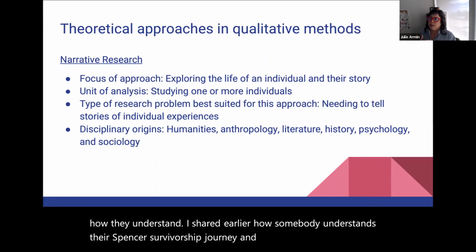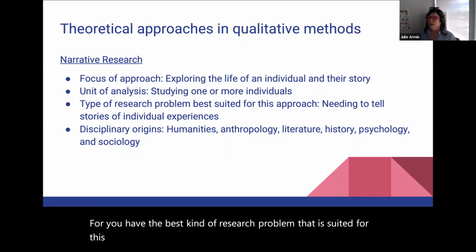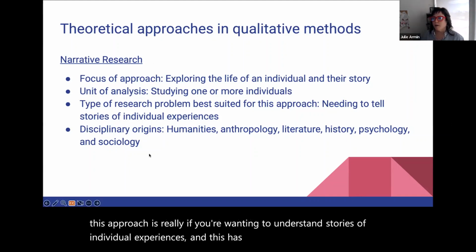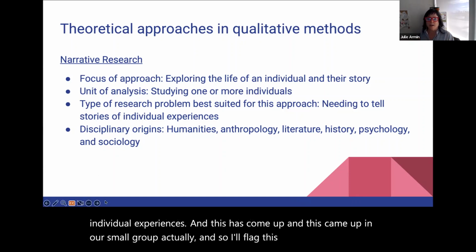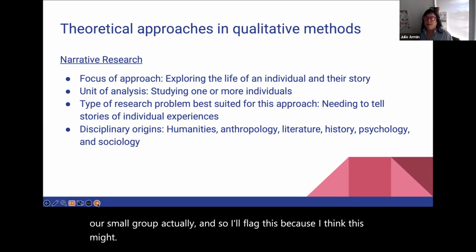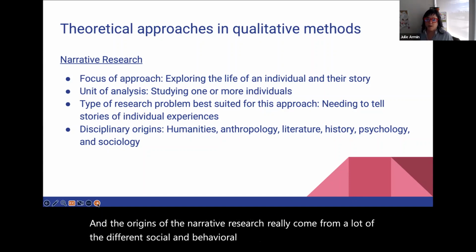And really, the best kind of research problem suited for this approach is if you're wanting to understand stories of individual experiences. This came up in our small group actually, and so I'll flag this because I think this might be a good approach. And the origins of narrative research really come from a lot of the different social and behavioral sciences, which you can see here.